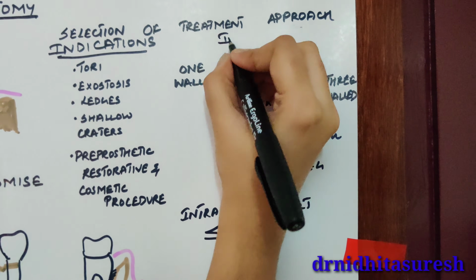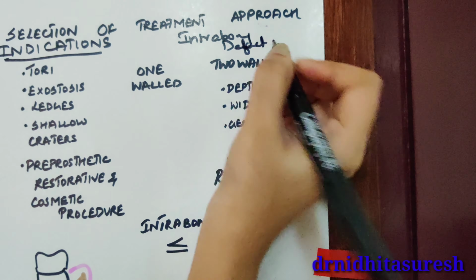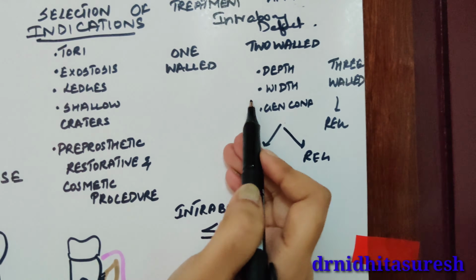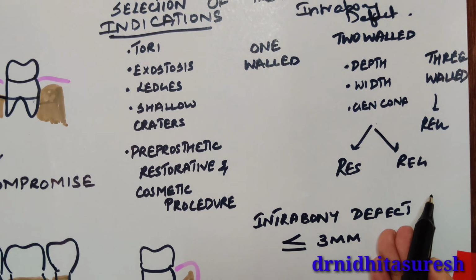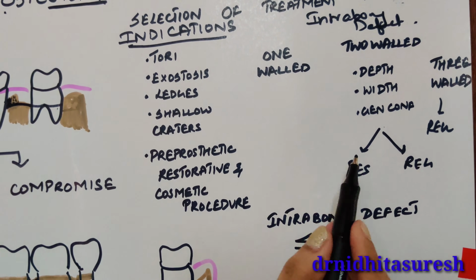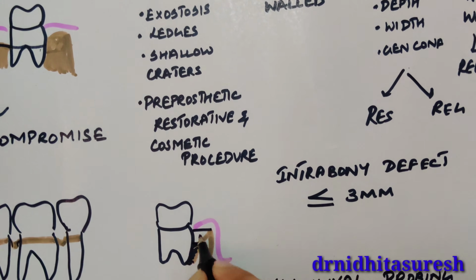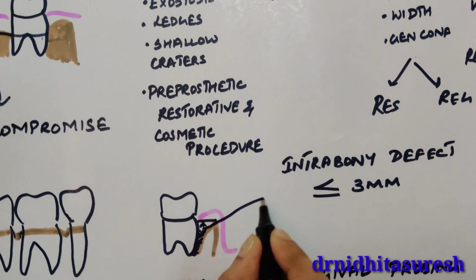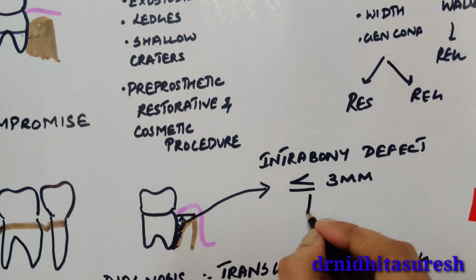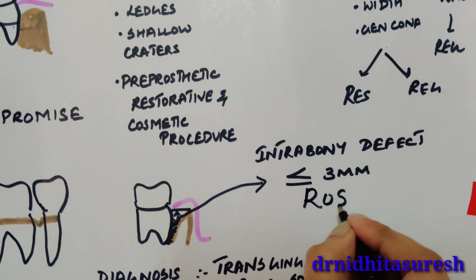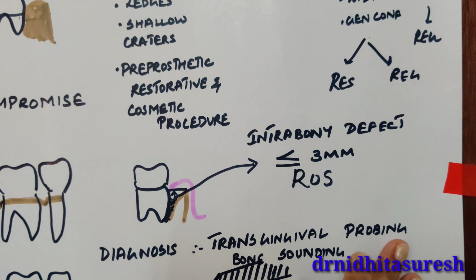And now coming to the intra-bony defect, okay. Depending on the depth, width and the general configuration of the defect, we can either go into a resective or regenerative procedure. But one thing here I would like to stress on is that you are measuring the intra-bony defect, and when it is less than or equal to 3 mm, you will definitely go for a resective osseous surgery. If it is more than that, you will go for a regeneration.